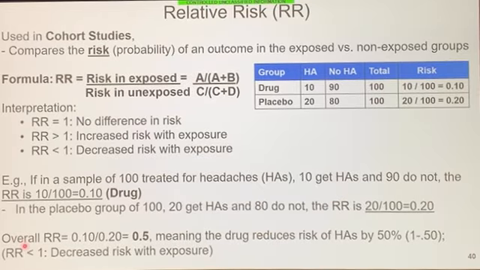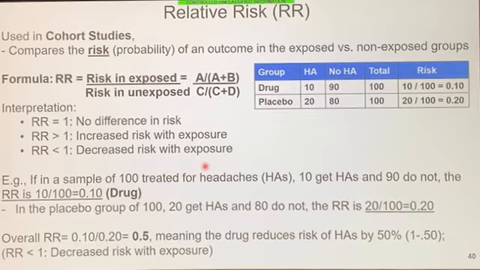And so here's the formula for relative risk. It's the risk in the exposed group over the unexposed, or the risk in the treated group versus the untreated group. And so the interpretation: if RR is 1, there's no difference between the risk for the groups. If the risk is greater than 1, there's an increased risk with exposure or treatment. If it's less than 1, there's a decreased risk with exposure or treatment.